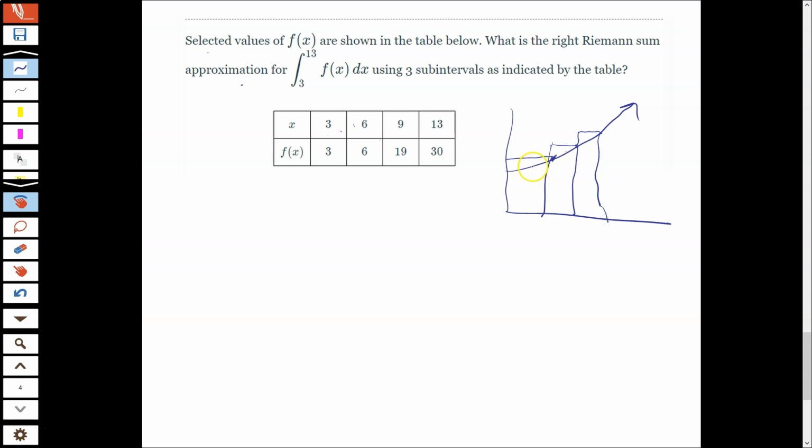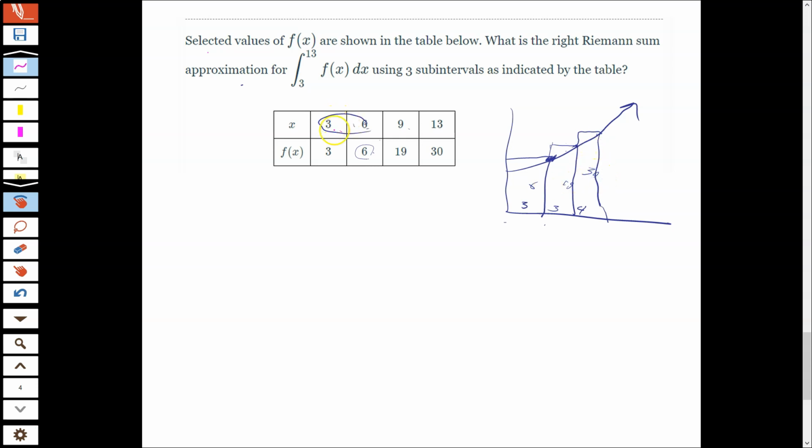3 subintervals in the table. Okay, so what we'd have here, right, is from 3 to 6. I should have left a space here for like 0 and stuff, right? But from 3 to 6 would be a width of 3. From 6 to 9 would be a width of 3. 9 to 13 would be a width of 4. And then for the height, we're going to use the rightmost side. So height of 6 in this case, because I'm using this value. A height of 19 in this value. And then a height of 30.